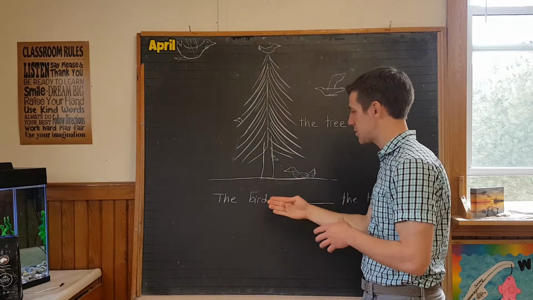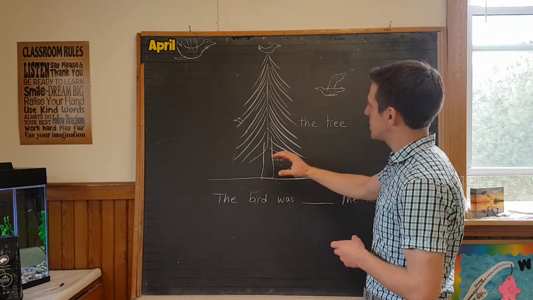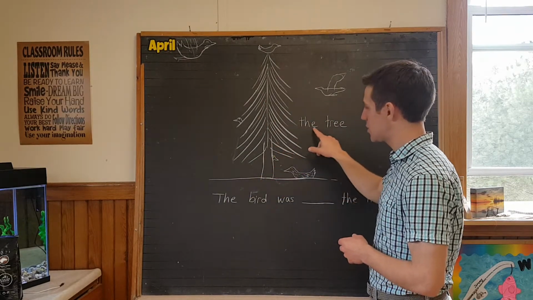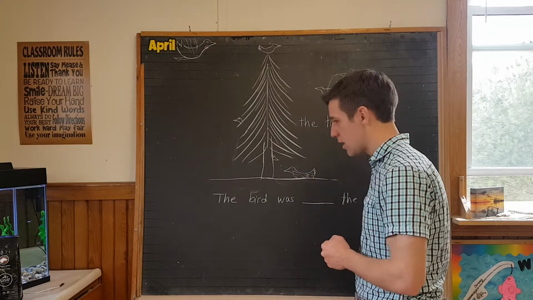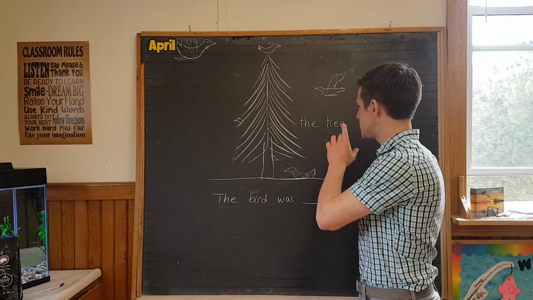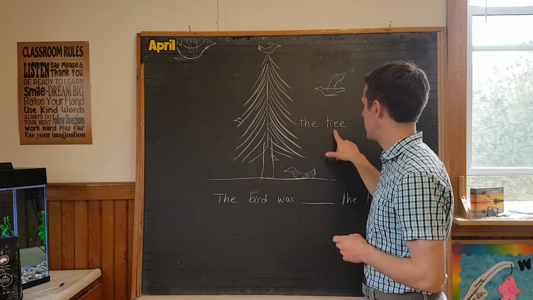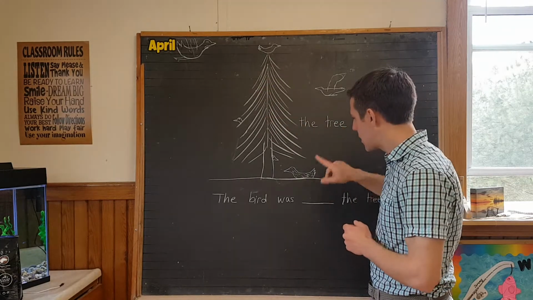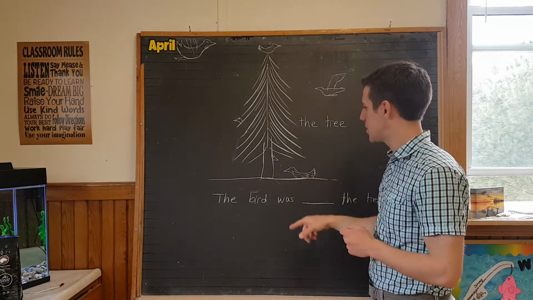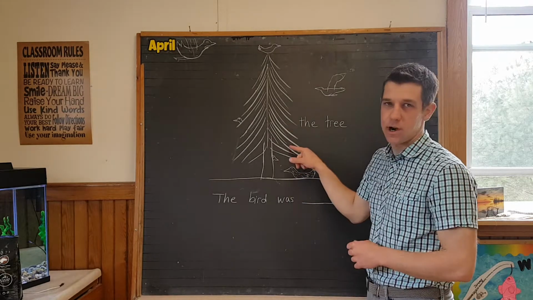So let's just look at this picture, and we can make sentences with these. Think of the tree as the object. In this picture, the noun, the tree, right? Here we have a bird. Where is this bird? It's underneath the tree, right?